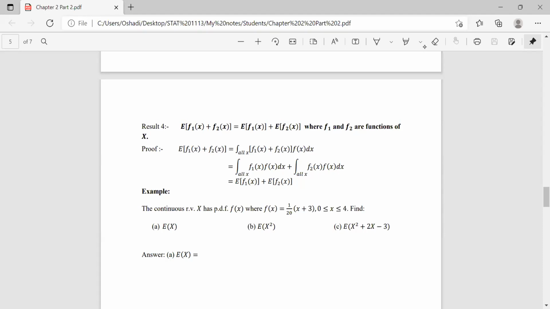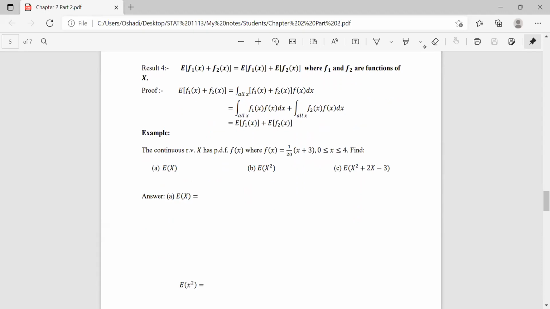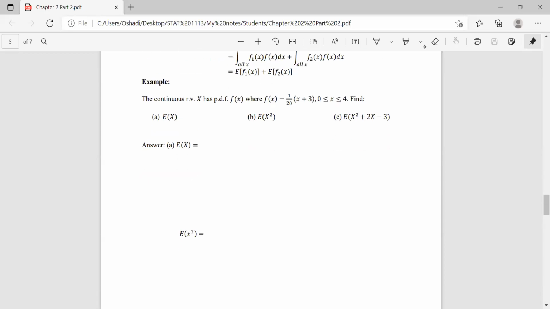So another example is given, right? So the continuous random variable x has a probability density function. The density function is given. In earlier case, the probability distribution we found it, right? In the die case, we found the probability distribution. Here, in continuous case, the probability density function is given. So it is 1 over 20 x plus 3 for the range 0 and 4. Okay. So we are going to find the expected value.